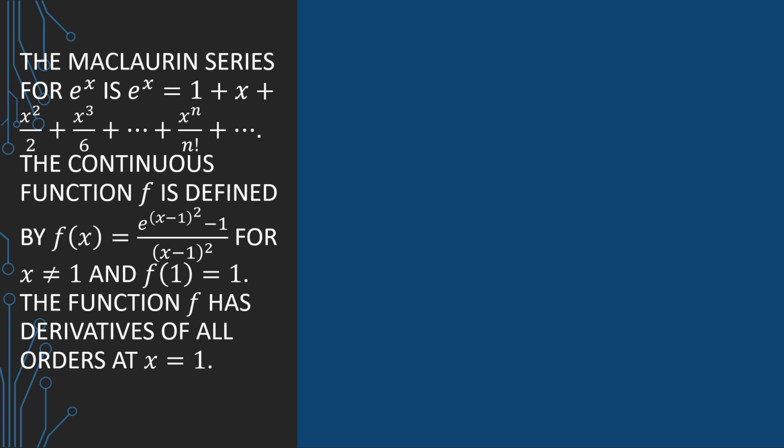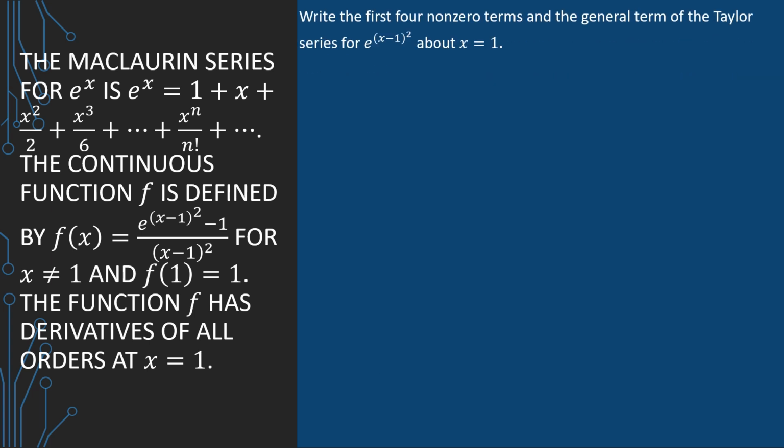All right, the next question, we have a Maclaurin series for e to the x, which we do have memorized, and they're giving us a function f defined by (e to the (x minus 1) squared minus 1) over (x minus 1) squared. They also tell us that f of 1 equals 1 and f has derivatives of all orders, so I can take derivatives all the way up. The first part says, write the first 4 non-zero terms for e to the (x minus 1) squared about x equals 1.